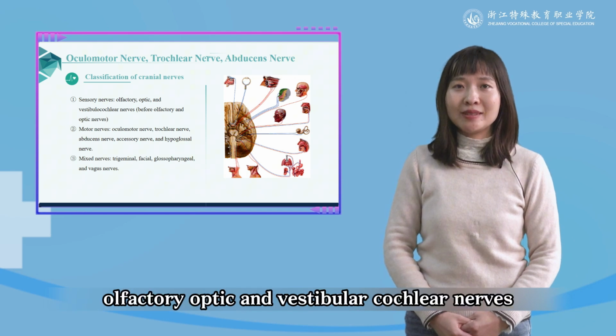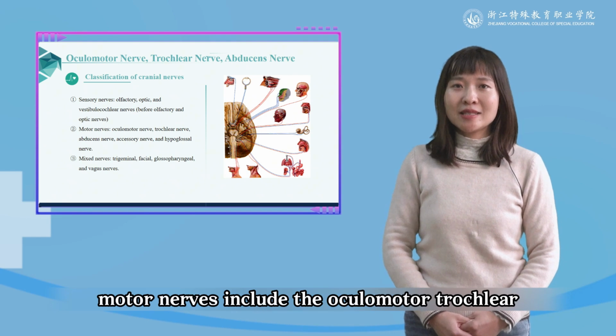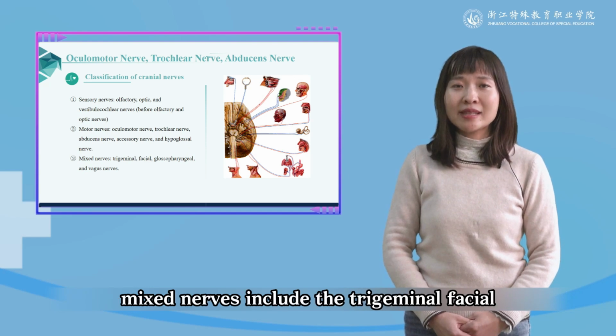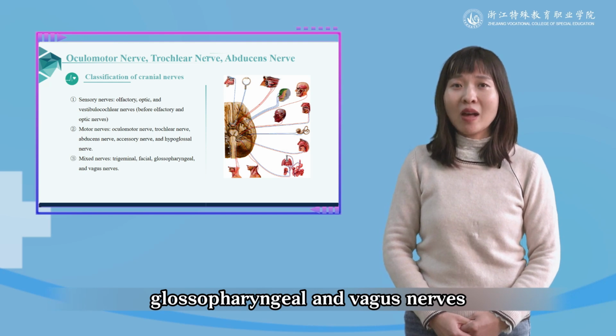Sensory nerves are the olfactory, optic, and vestibulocochlear nerves. Motor nerves include the oculomotor, trochlear, abducent, accessory, and hypoglossal nerves. Mixed nerves include the trigeminal, facial, glossopharyngeal, and vagus nerves.